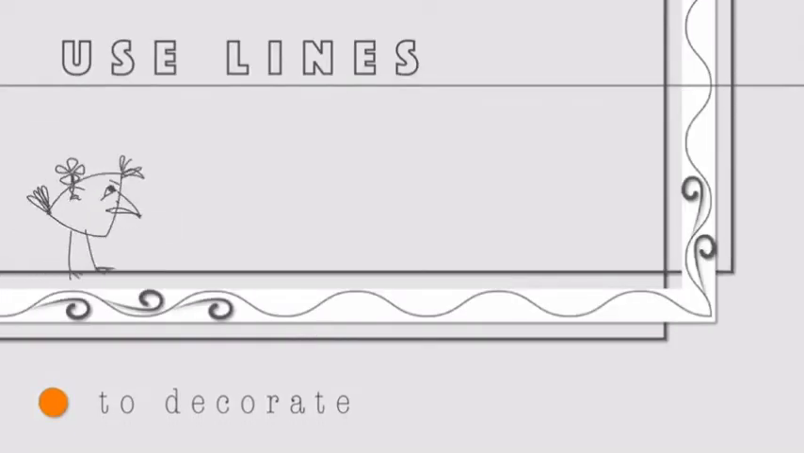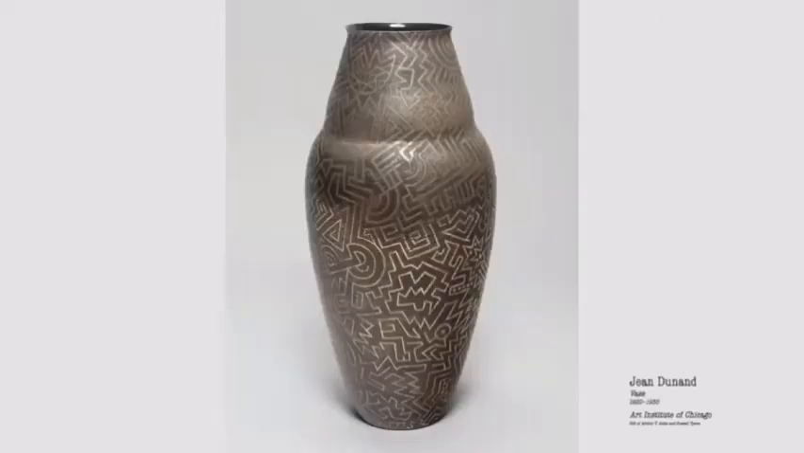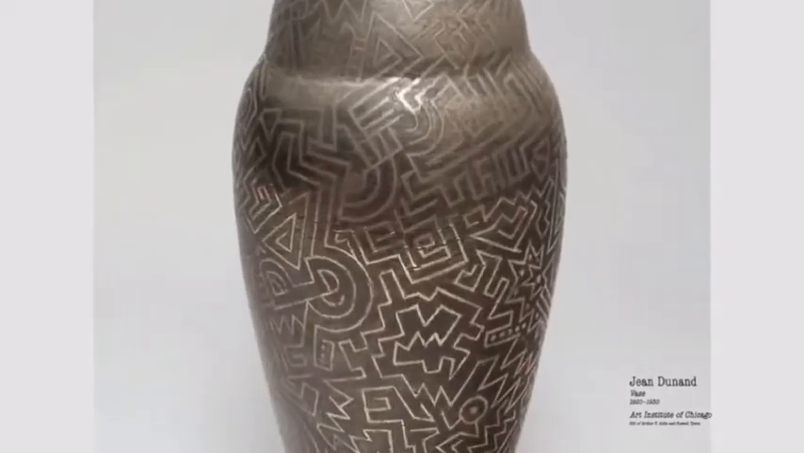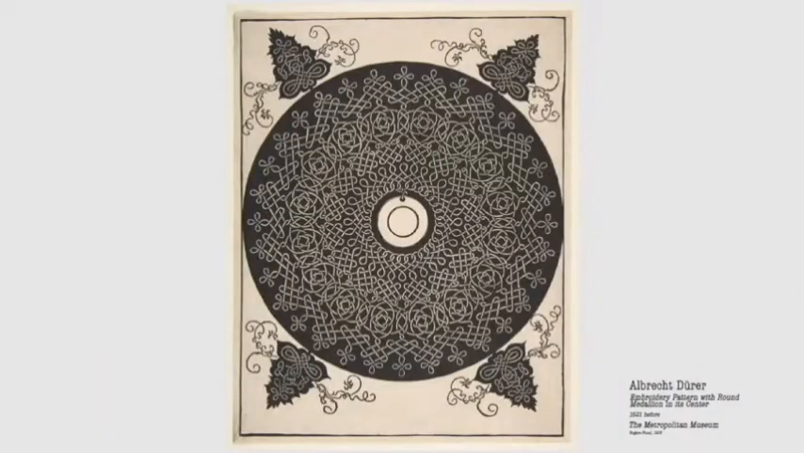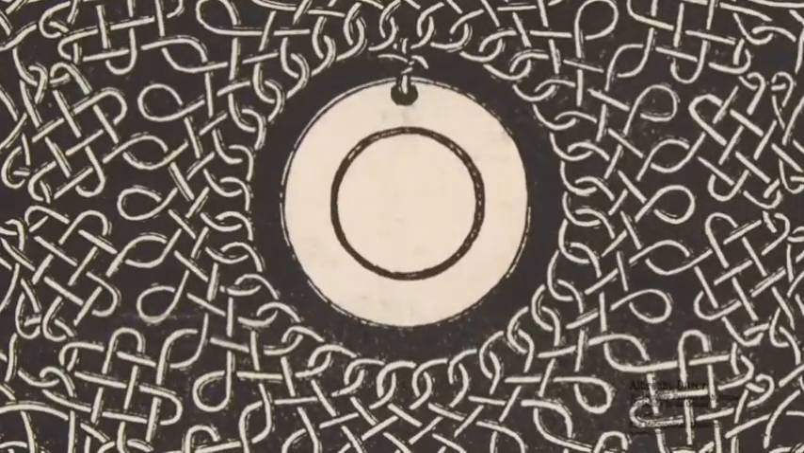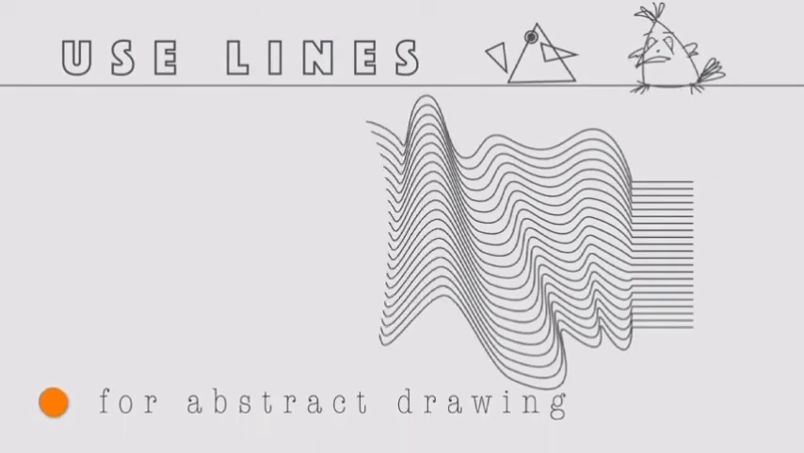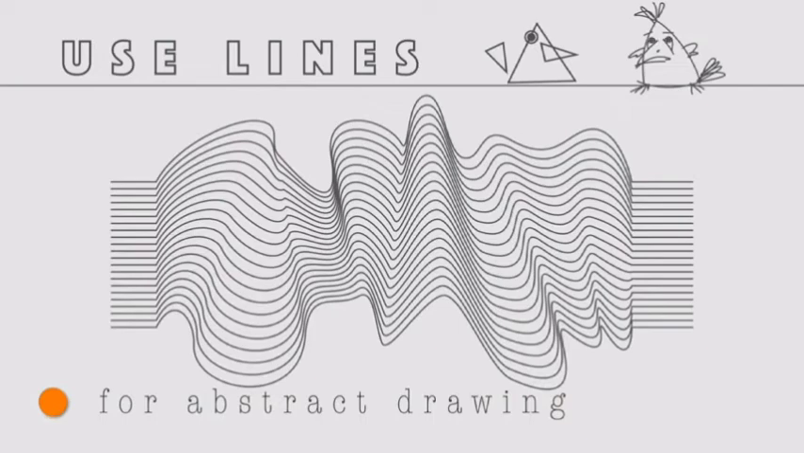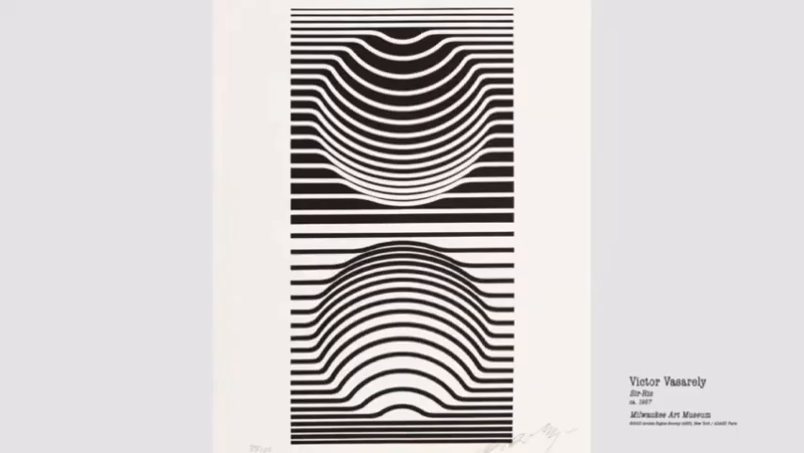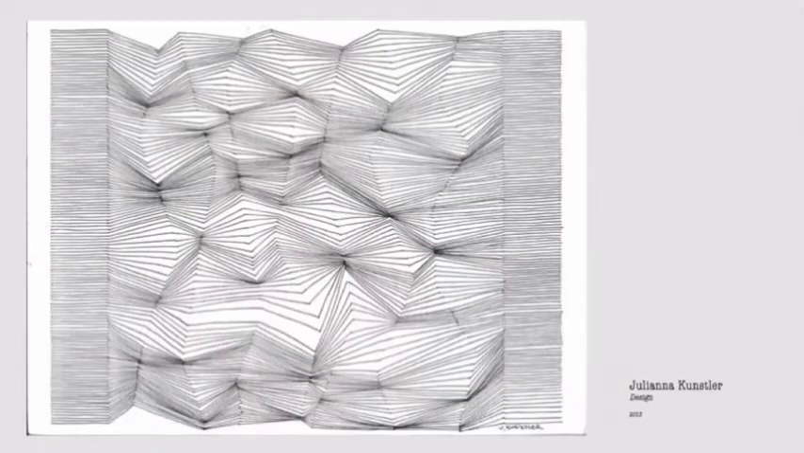Of course, we use line to decorate. From simple and elegant patterns to heavily ornate and complex designs. Graphic designers use line in their work to decorate and at the same time lead the eye, emphasize, organize, and add structure to the content. Abstract designs and drawings are another common use of the line element. Op art or optical illusions is a good example. You can probably come up with more line uses. Think about it.